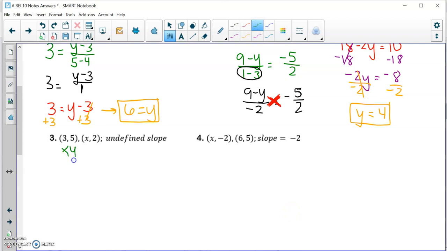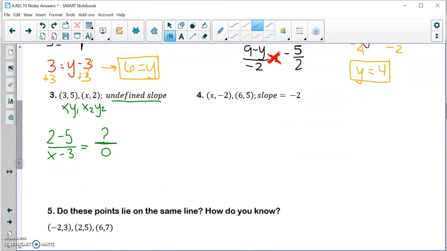I'm going to label my first point x1, y1, my second point x2, y2. Using the slope formula, I have y2 minus y1 all over x2 minus x1. Now we have an undefined slope. An undefined slope, again, means that 0 is in the denominator of your fraction. It does not matter what's in the numerator. The numerator can be any number in the world. So I'm going to label it just as a question mark. It does not matter what that number is.